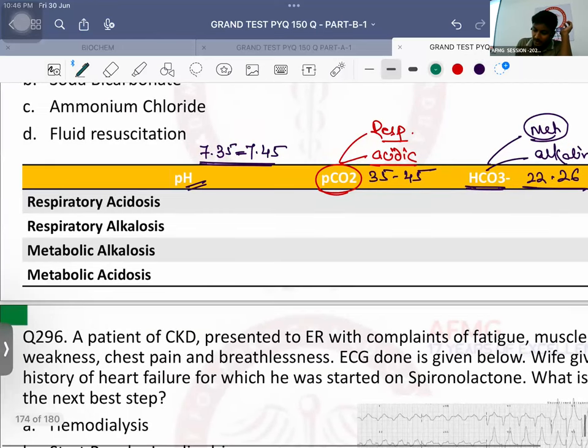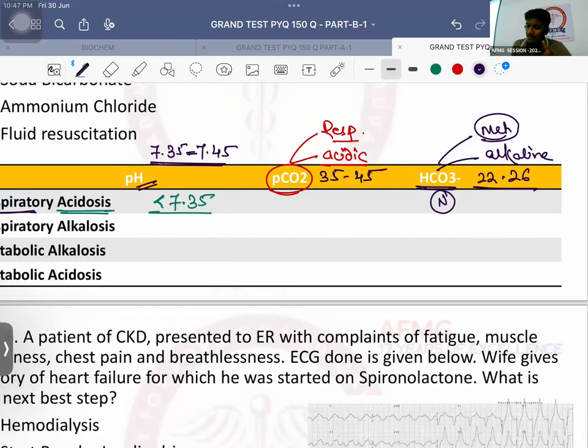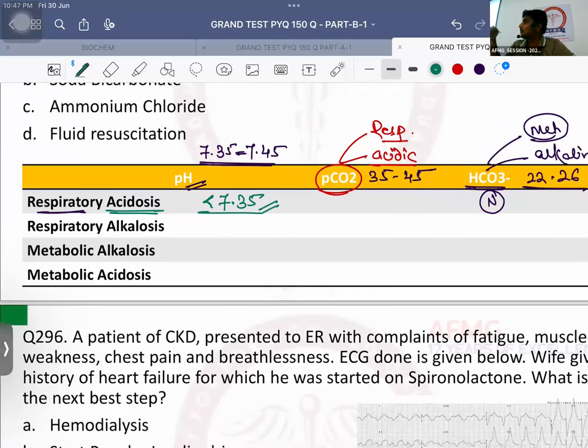Now, respiratory acidosis. Remember, pH less than 7.35 will be acidosis, and pH more than 7.45 will be alkalosis. In respiratory acidosis, pH should be less than 7.35. Respiratory means the problem should be in CO2, so bicarbonate should be absolutely normal. When CO2 increases, there is acidosis. So PCO2 should be high, more than 45 millimeters of mercury.